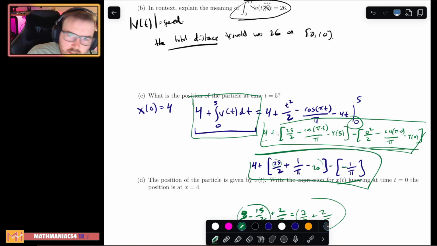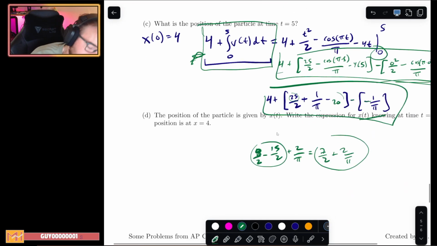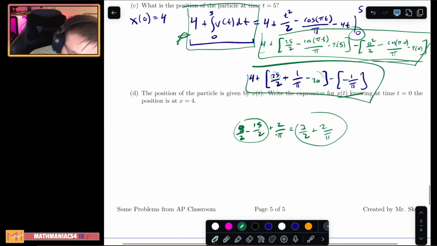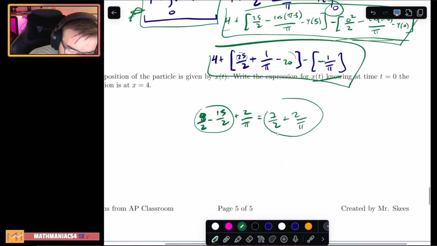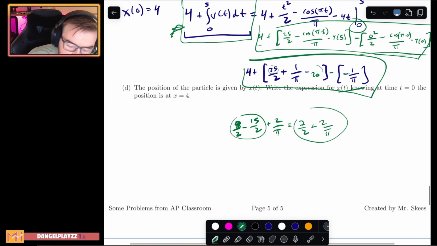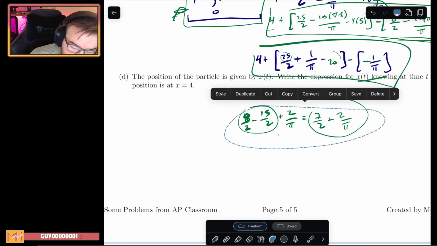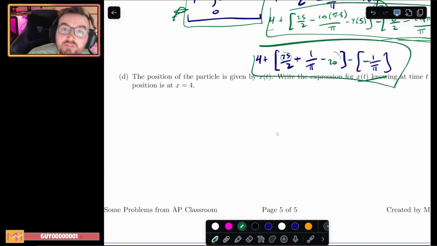This is a clean start. This has got to be your start. It's just got to be. Like, that's the foundation. All right. The position of the particle is given by x of t. Write the expression for x of t, knowing at time t equals 0, the position is at x equals 4. So this question is basically, hey, find c.